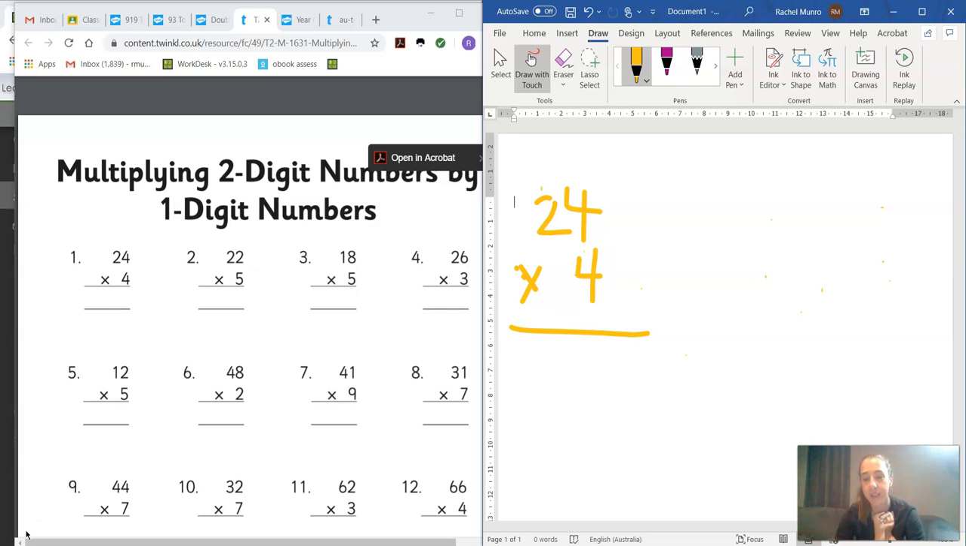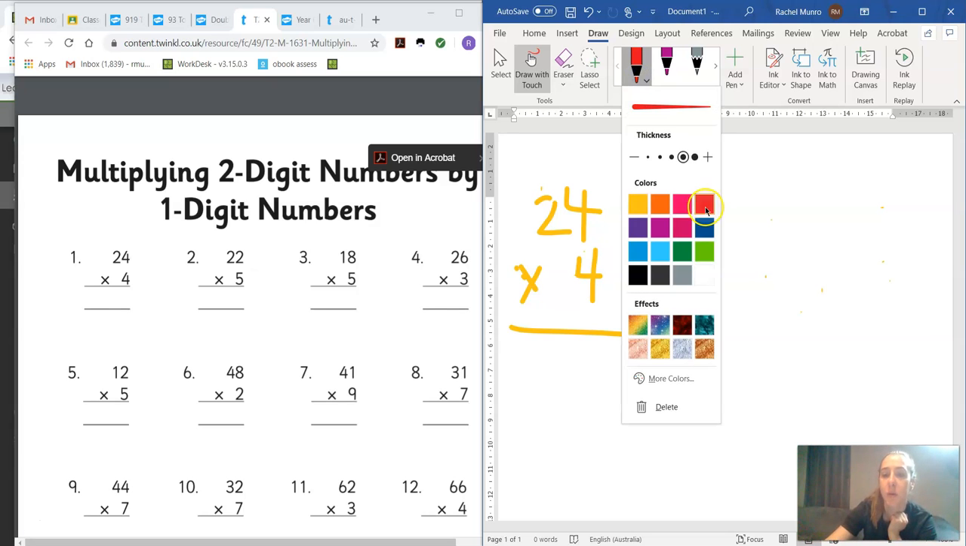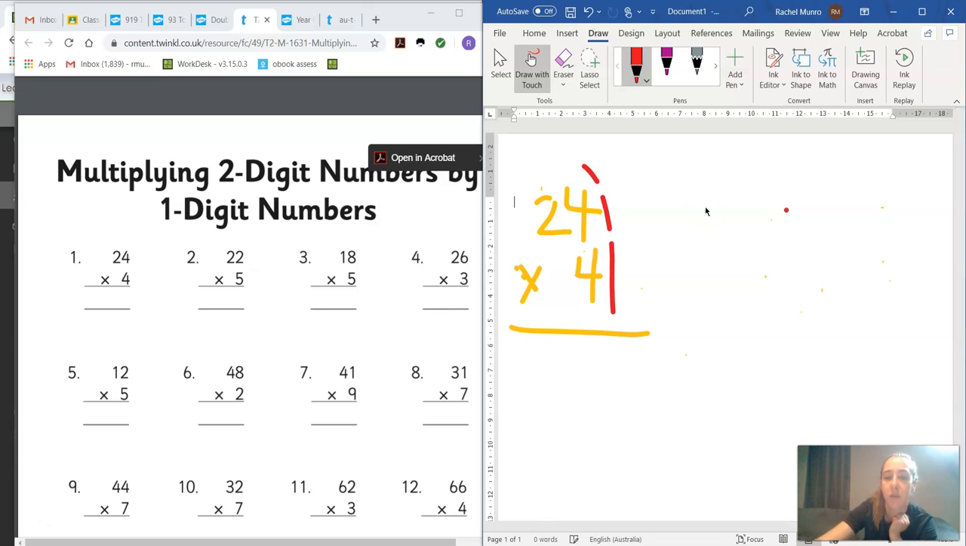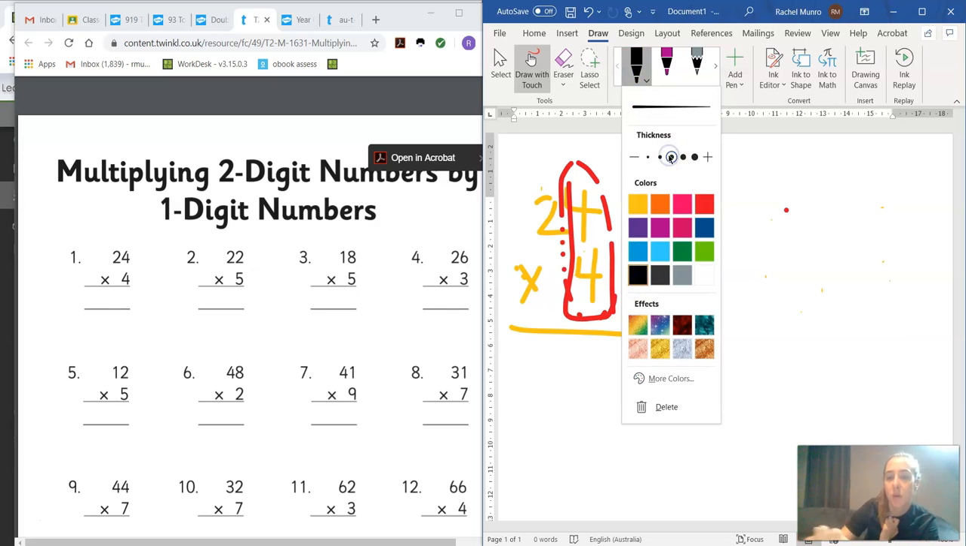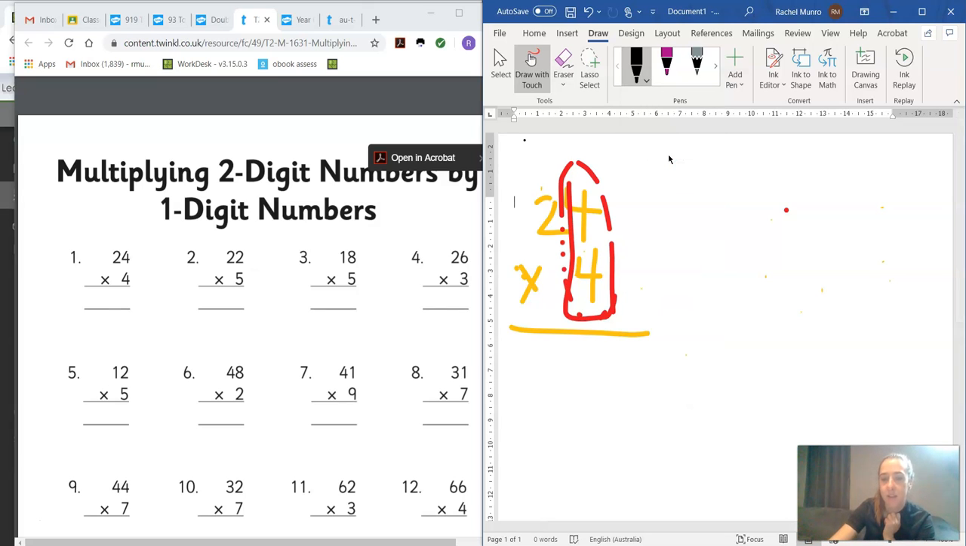Now, our first step here is that we need to multiply the 4 by the 4. So 4 times 4 is 16. So I put my 6 down here. I wish I had my drawing tablet. So put my 6 down. And then I need to carry my 1 over to the tens column like I would do if I was doing addition in this line format.